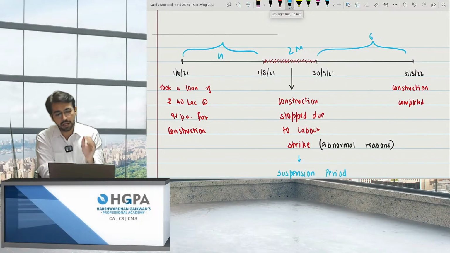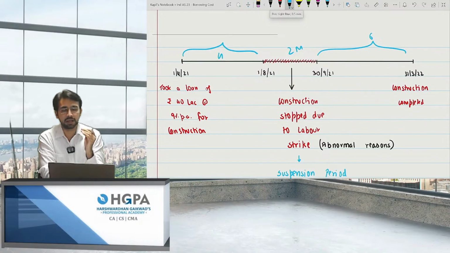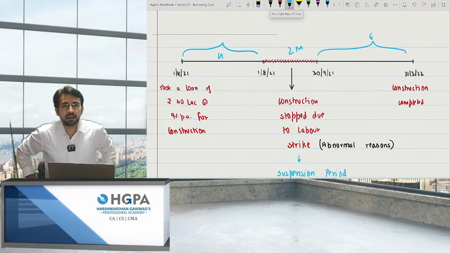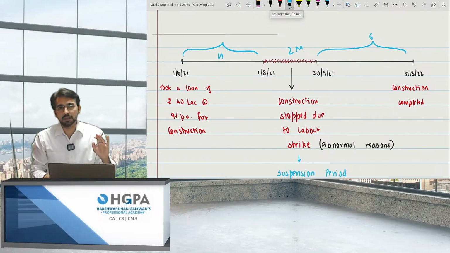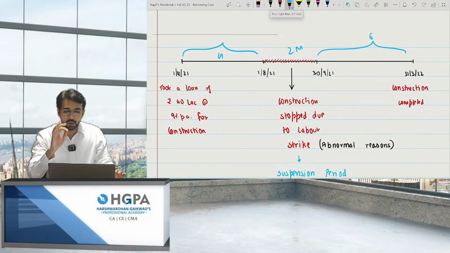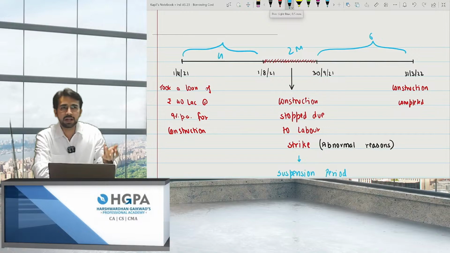But if it was for a normal reason, if I stopped my work because of a normal reason, let's say I am constructing a building at sea level, and during the rainy season the water comes up, and for 2 months I will not be able to construct. Now, did I stop because of a labor strike or something? No, it was very normal. It was not only for me, but the water level was so high that I was not able to work at that time.